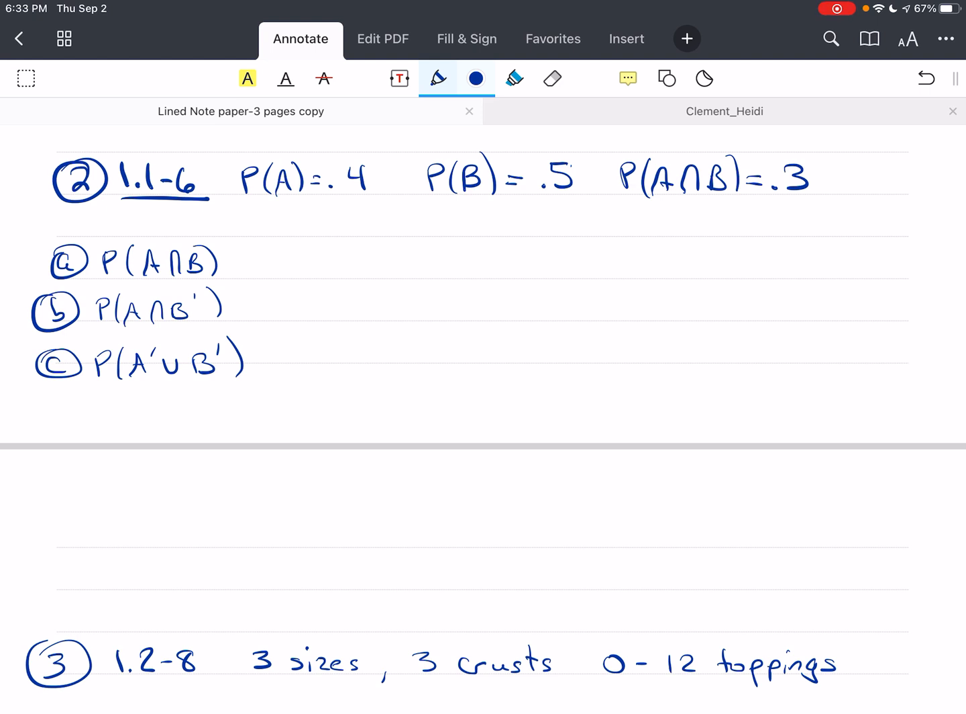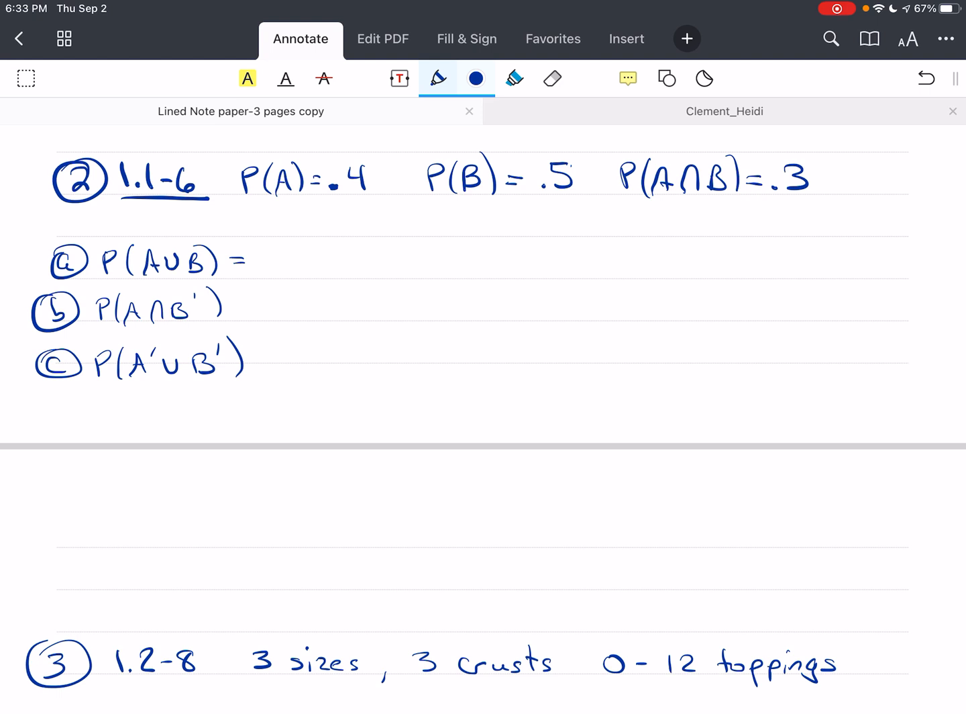1.1-6. Now we're given in the 9th edition that P of A is 0.4, P of B is 0.5, and P of A and B is 0.3. And they're asking us for, let me see, that's got to be wrong. Yep, I wrote this wrong. They want A or B here. This is the union of A and B.